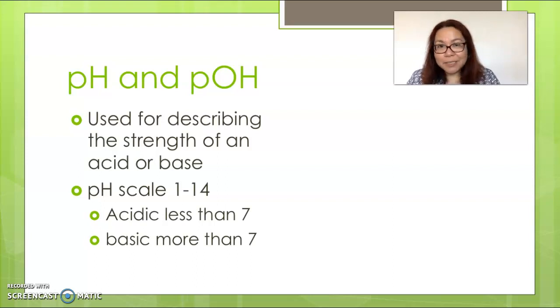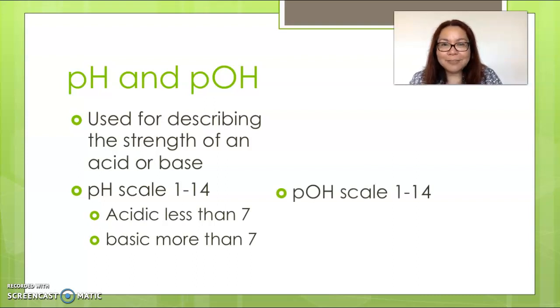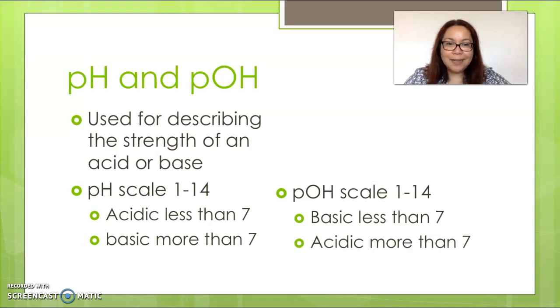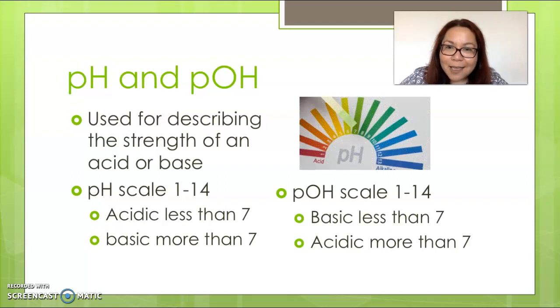Now, there is such a thing as pOH. It's just the opposite of pH, and we are more familiar with pH, but for chemistry's sake, we're going to have to learn the values of pOH. Just remember, it is the opposite of pH. It's also on a scale of 1 through 14, except less than 7 is very basic and more than 7 is acidic. So it's just backwards. But again, we are much more familiar with the pH scale.